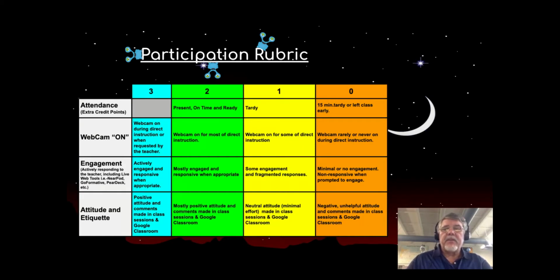And then obviously, if you show up late, you lose a point. If you show up tardy 15 minutes or more, or you leave class early, then you get 0 for attendance. When the webcam is on during the direct instruction, you can earn 3 points for that. If it's on most of the time, 2 points, some of the time, and so on. So that's how the rubric works, as the way that I will judge you and evaluate you on your participation levels.